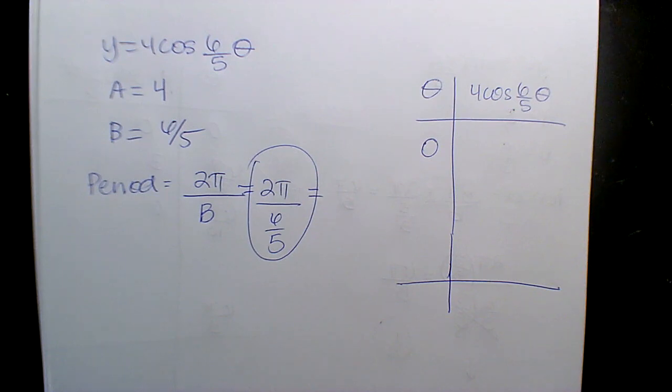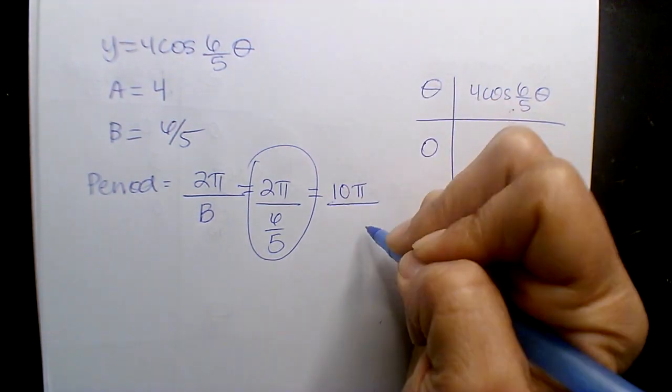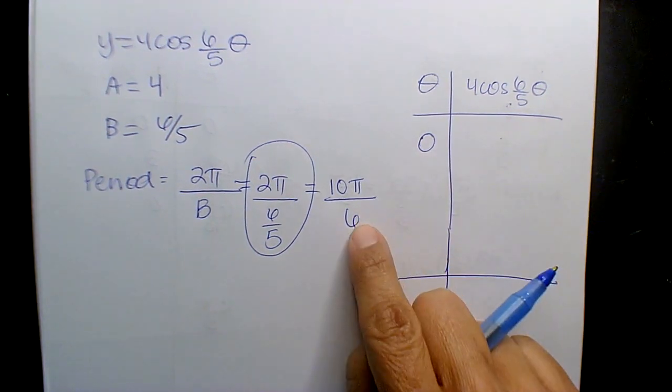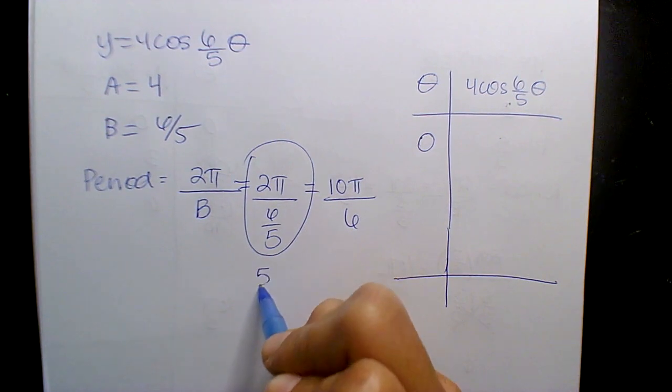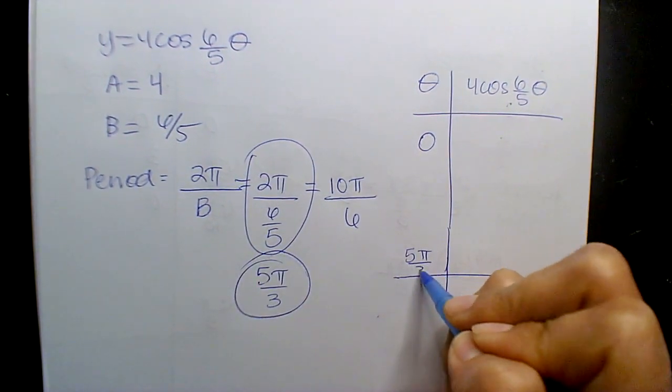What's the reciprocal of 6 over 5? So multiply. What do you get? 10 over, right. That's it. So now if you simplify that, I'm going to get 5 pi over 3, right? So you know that's 5 pi over 3.